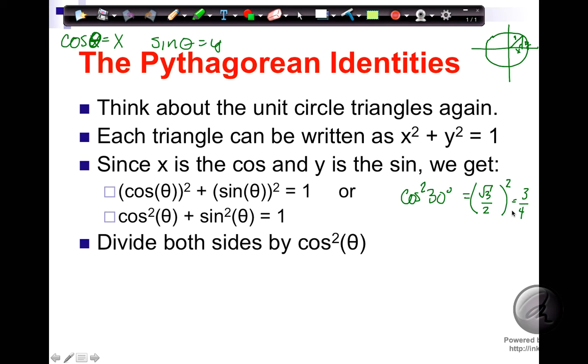Well, if we divided both sides of this equation, there's actually 3 Pythagorean identities. And they're all based off of this first one. This is our main one, the first one that you should really memorize. This is our first big one.